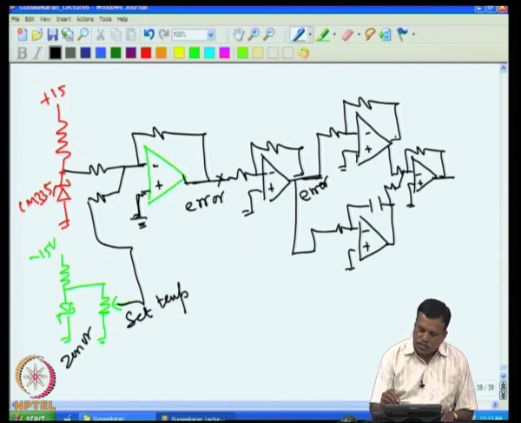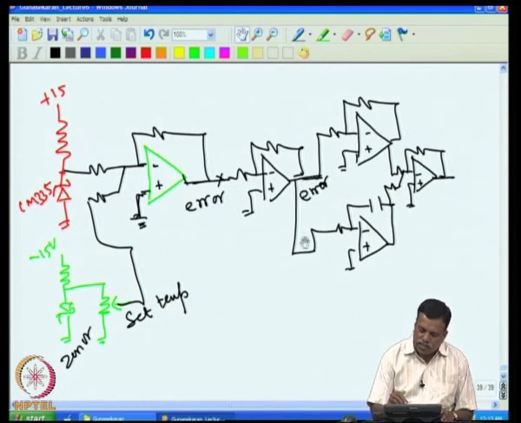So, you will get the addition of this voltage and this voltage at this point. So, both are summed up, and the summed up voltage is available at this point. Essentially, the error voltage is amplified, and the amplified voltage appears here.